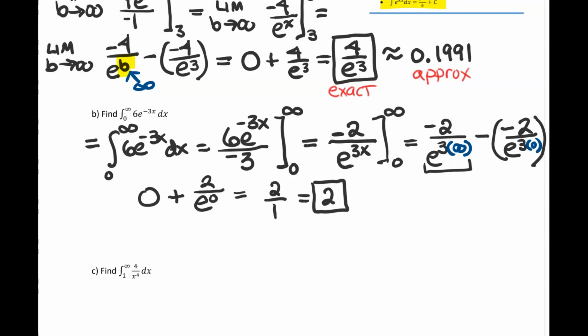Now I didn't mention it before, but if you want to go with some terminology, if you have an improper integral and you can find the value of it, we say that that integral converges. If we would not be able to find the value of the integral, we would say it diverges. But on both of these two examples, we were able to find a value, so these are both integrals that converge.